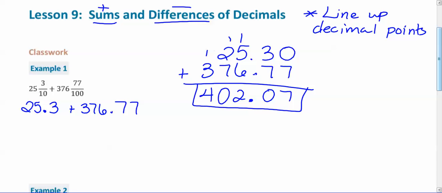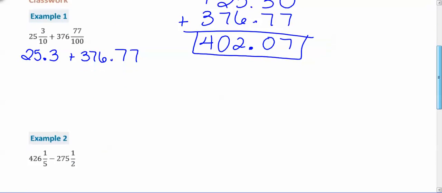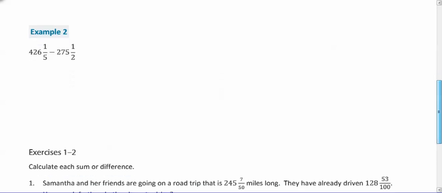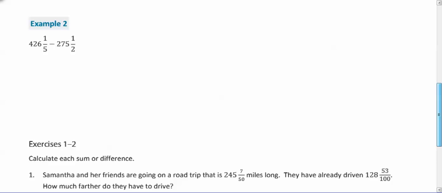Did you have something to say, Olivia? Perfect. All right, we're going to practice some more. Example 2. They're going to give you one that does not have it already with a power of 10 denominator. We have 426 and 1/5.